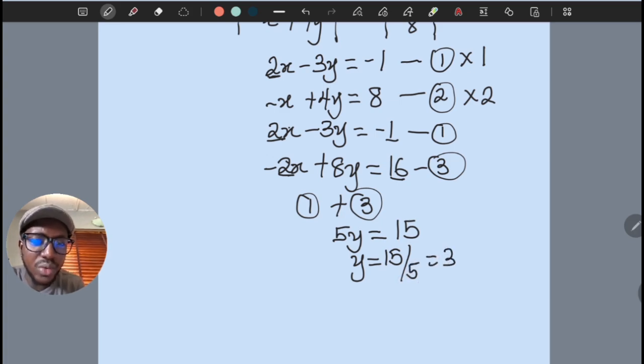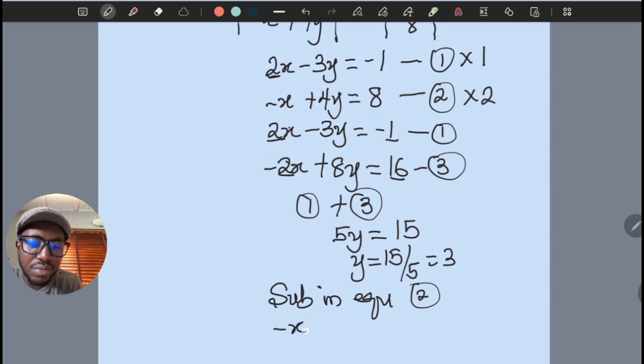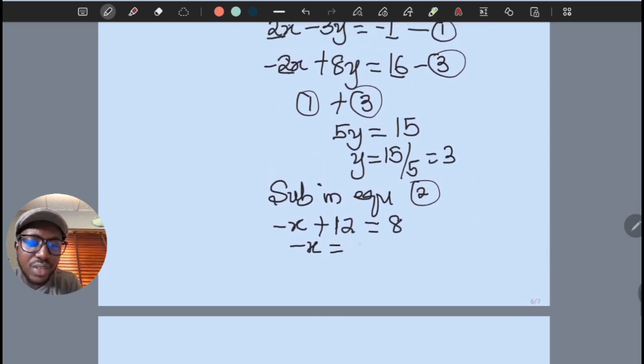Now that I've gotten y equals 3, I can substitute that in any of the equations I have above. So basically, if I just substitute in equation 2, that means I'm going to have minus x plus 4 times y. So that is 4 times 3. That will give 12, which will be equal to 8. So we can have minus x equals 8 minus 12. And minus x is going to be equal to 8 minus 12, which is minus 4. And hence my x is going to be 4.